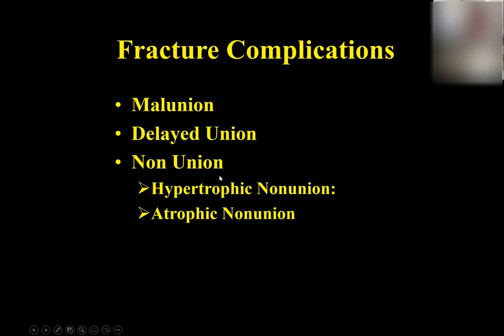And then we get to what's called a non-union fracture. And this is a fracture that has stopped even trying to heal. Okay. There's no more attempt to heal. The body's given up. And unless you do something surgically, that fracture will never heal. Okay. And there's actually two types of non-union fractures. There's one that's called a hypertrophic non-union, and the other one's called an atrophic non-union.